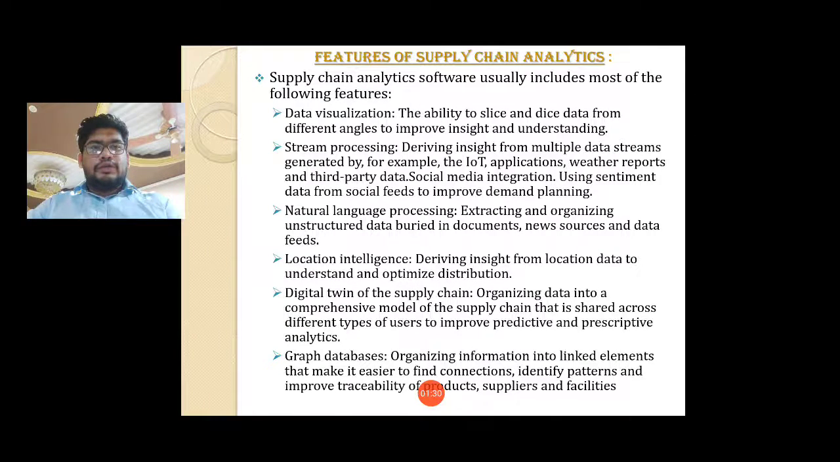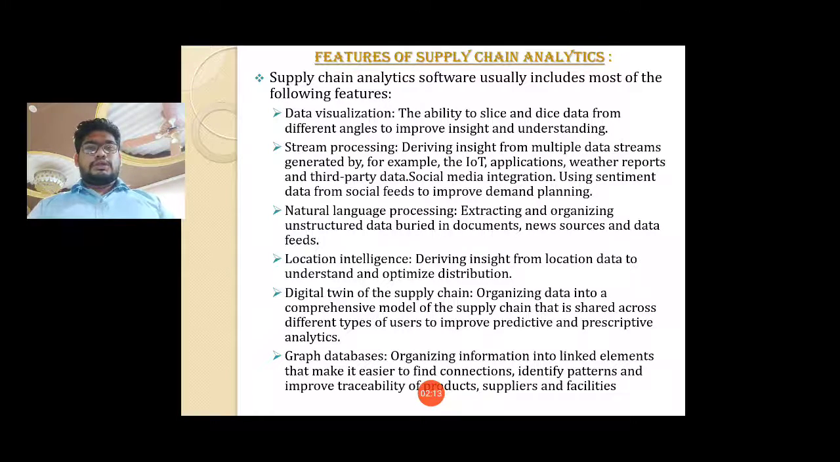Now we will see what the features of supply chain analytics are. Supply chain analytics software usually includes most of the following features. First one is data visualization: the ability to slice and dice data from different angles to improve insights and understanding. Stream processing: deriving insights from multiple data streams generated by, for example, IoT applications, weather reports, and third-party data. Social media integration: using sentiment data from social feeds to improve demand planning.